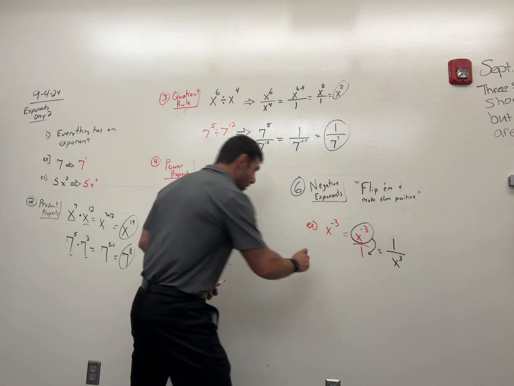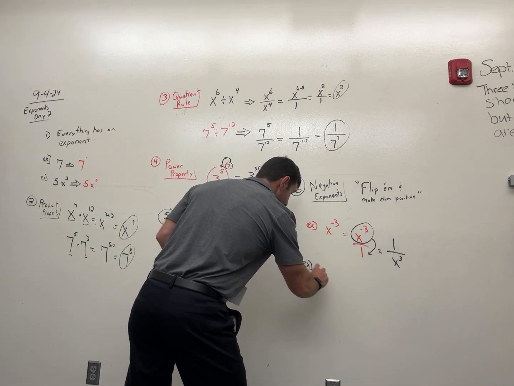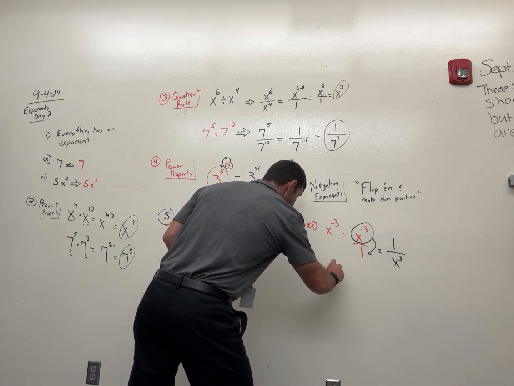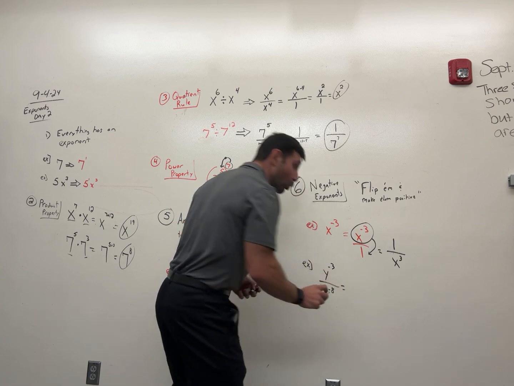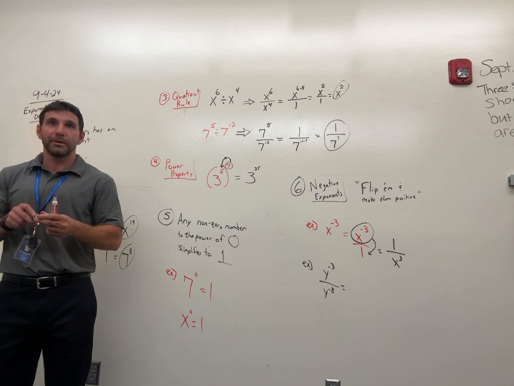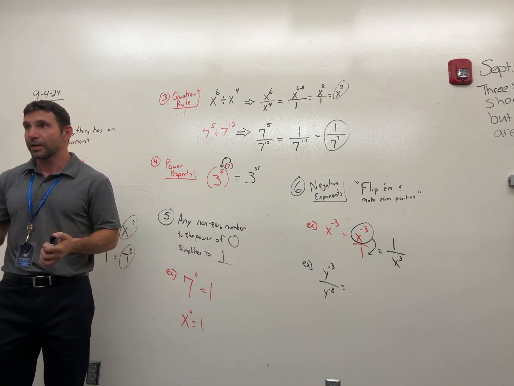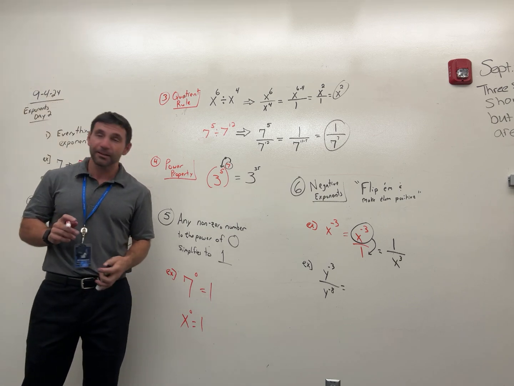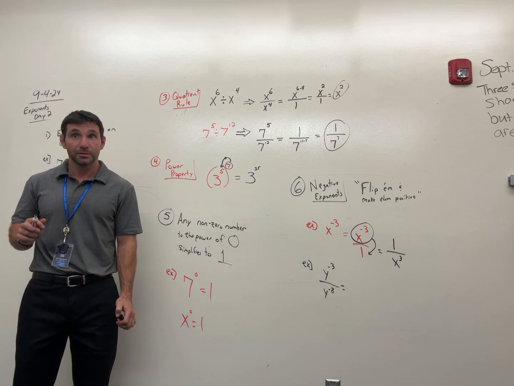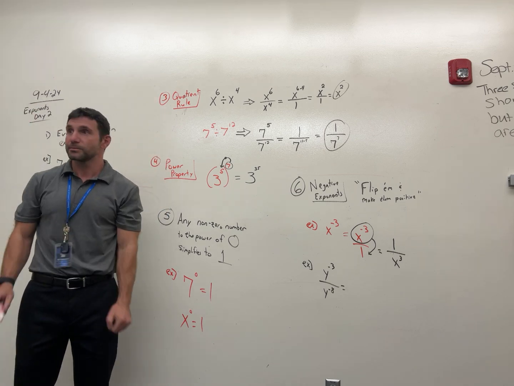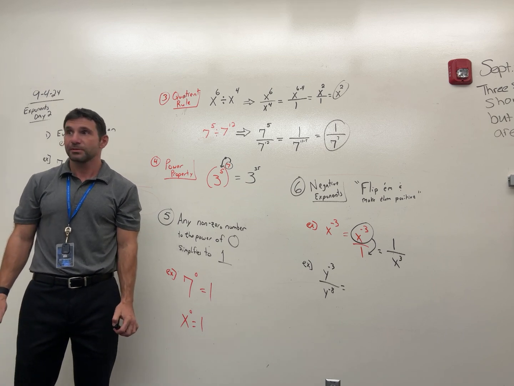Let's try another one. What if we have something like this? Y to the negative 3rd divided by y to the negative 8th. Like I'm trying to make it exciting, guys. It's still math. Trying. Okay? Y to the negative 3rd divided by y to the negative 8th. Is it already a fraction? Yeah. Good, we don't have to make it a fraction. Are there negative exponents? Yes.